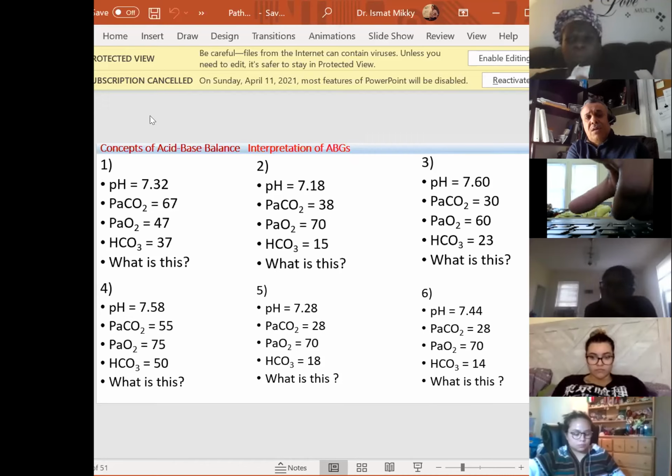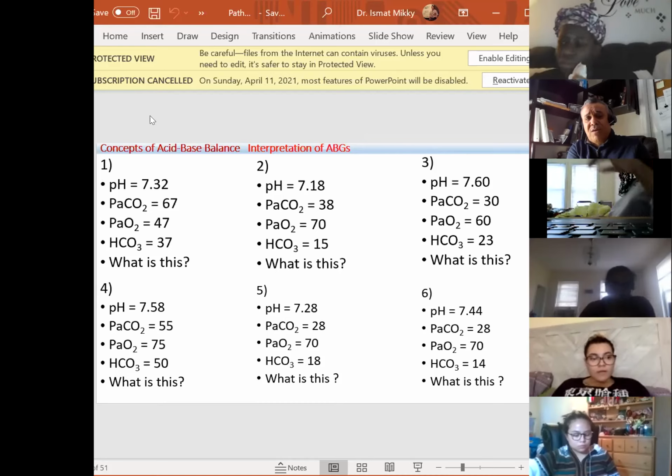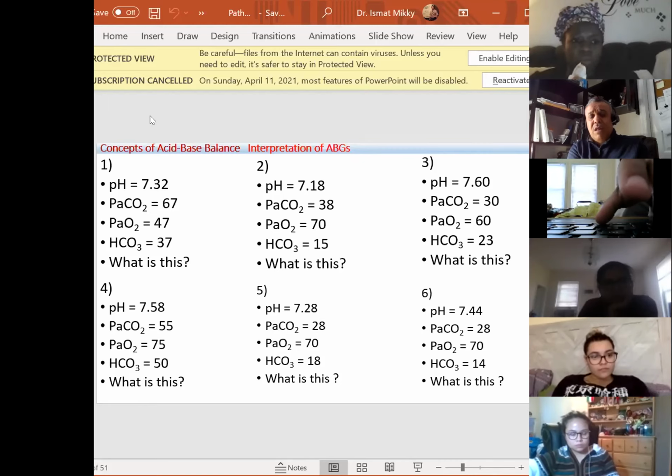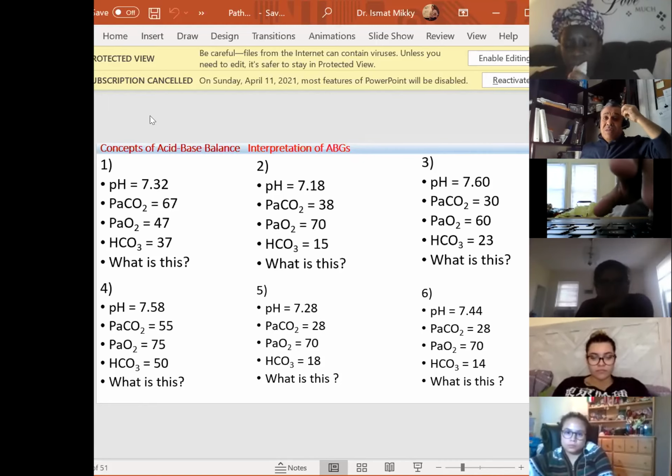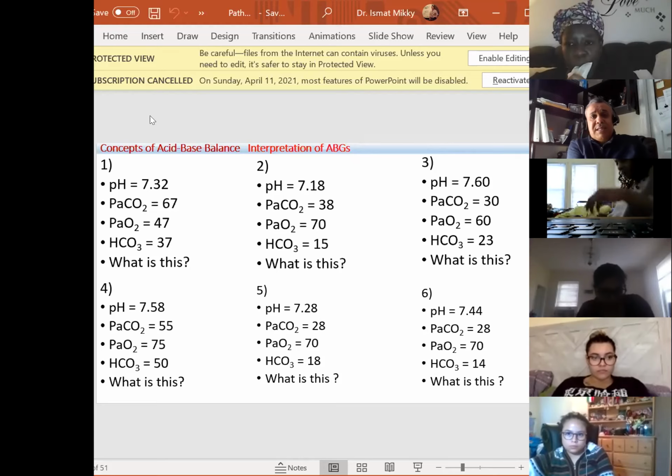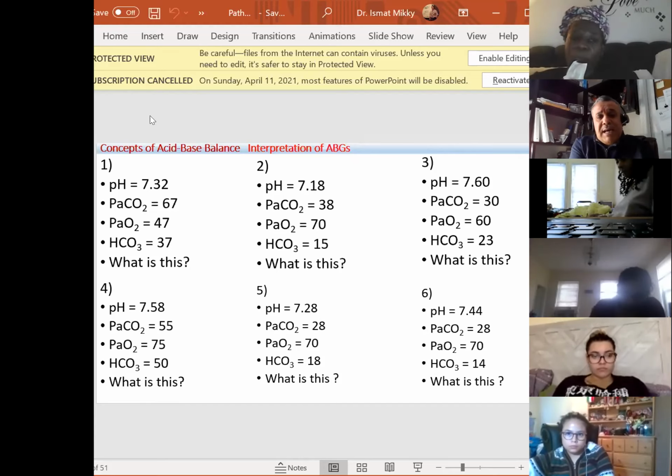Okay, so the bicarb is 37. So the bicarb, is it within range or out of range? What are the normal values for bicarb? It's out of range. Right. The normal range is 22 up to 26. Yes, 22 to 26. So this is out of range.